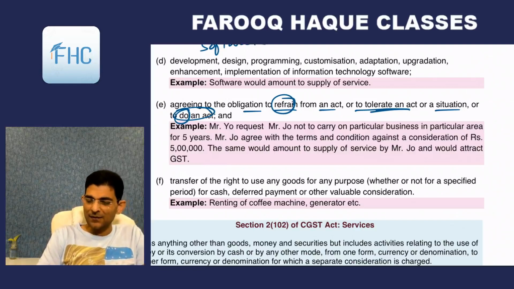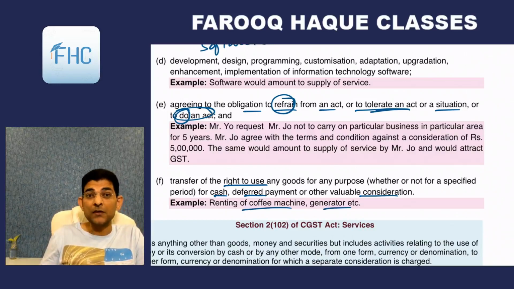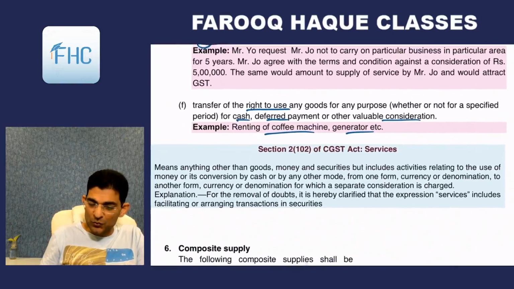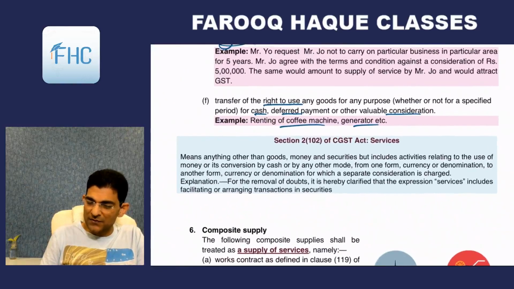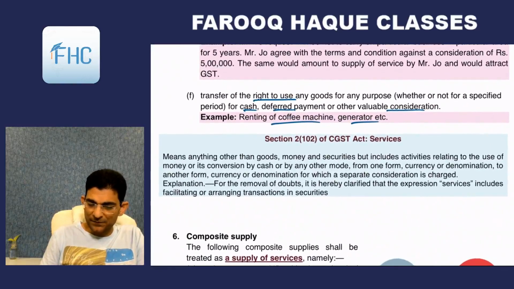And basically in industry it is called as non-compete. Then transfer of right to use any goods for any purpose for cash, deferred payment or valuable consideration, like renting of coffee machine, generator, projectors, and so many other things that are there. Right to use is always a service. This is very simple logic.